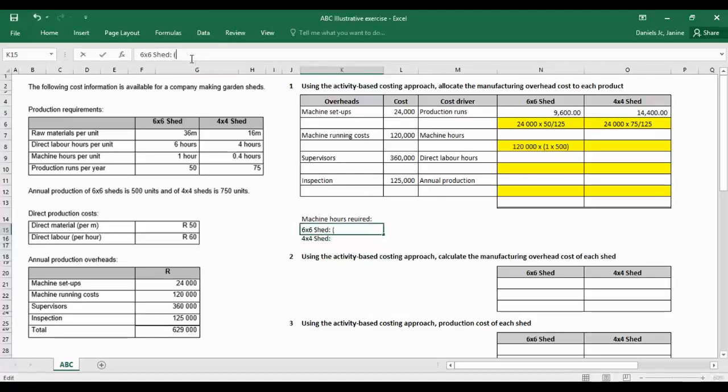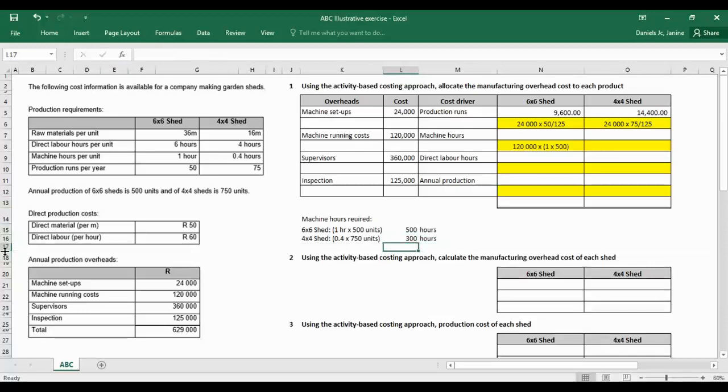Okay, so for the 6x6 shed, it's 1 hour multiplied by 500 units. So that would be 500 hours. Okay, and then the 4x4 shed, so that is 0.4 hours multiplied by 750 units. That one is 300 hours.